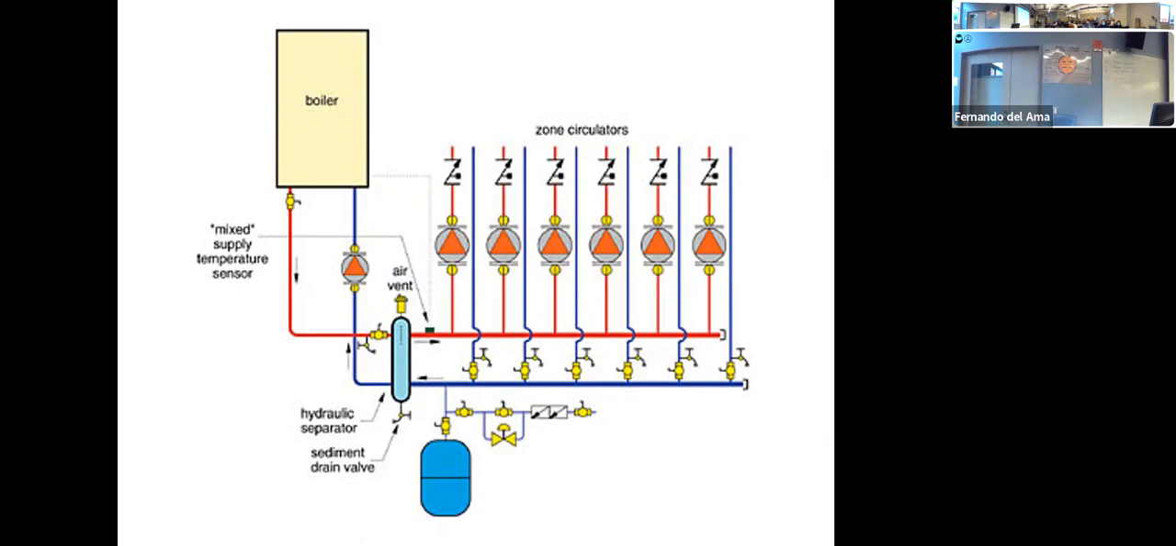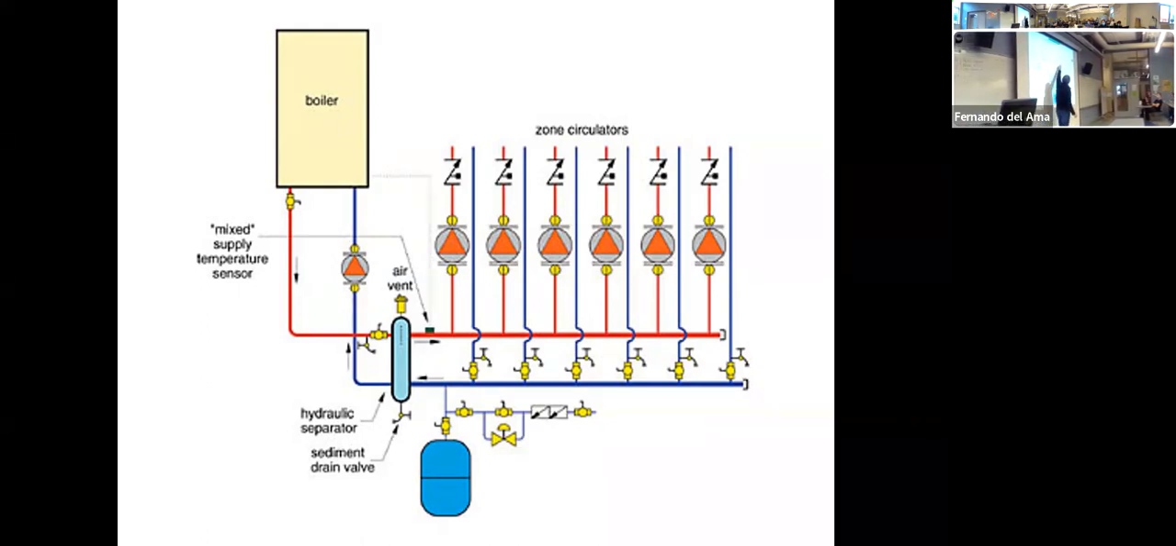Okay, so valves are always important because it helps us control the circuit. Okay, so we have a valve here. So if there's an issue with this circuit, we cut off the water here, that's it. And then we have a valve in the return as well. We always have an expansion tank, always. And this is a hydraulic separator. The separator has a drain valve.